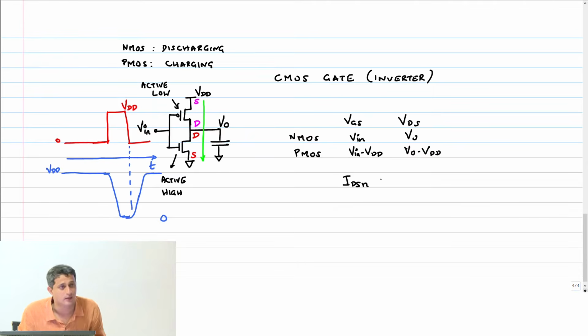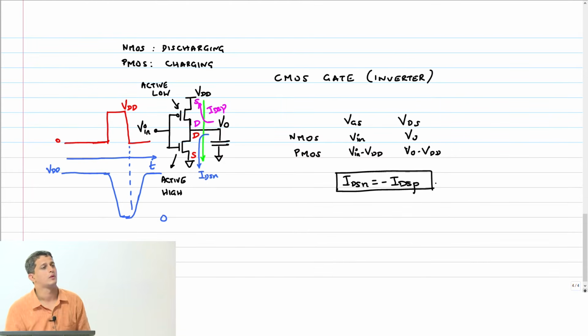IDSN, NMOS current. Remember, the direction for IDSN is like this. What's the direction for the PMOS current? The IDS direction has to go from here, like this, this is IDSP. So therefore IDSN should be equal to minus IDSP. This will hold at all times, for all t.